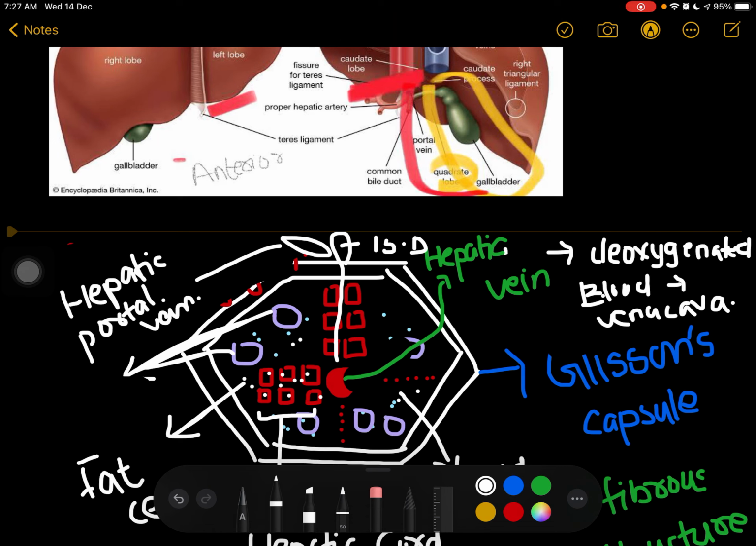Then we have another vessel over here, known as the hepatic artery. The function of the hepatic artery is to provide oxygenated blood to the liver. I hope the vein, portal vein and hepatic artery are clear to you.